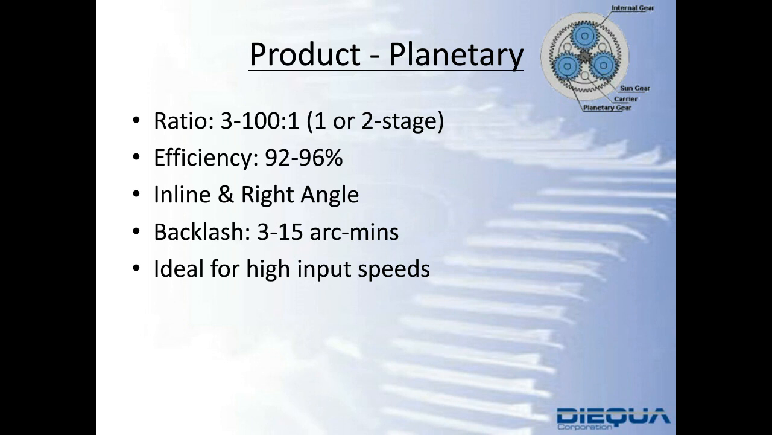The units that offer the robot flanges in the planetary units are offered in 3 levels of backlash, 3 to 1, as low as 3 arc minutes and as high as 15 arc minutes. Because of the sun gear, we're able to handle high inertial loads. We're able to accelerate quickly. The sun gear itself is a low inertia component because it's only the diameter of the gear itself.